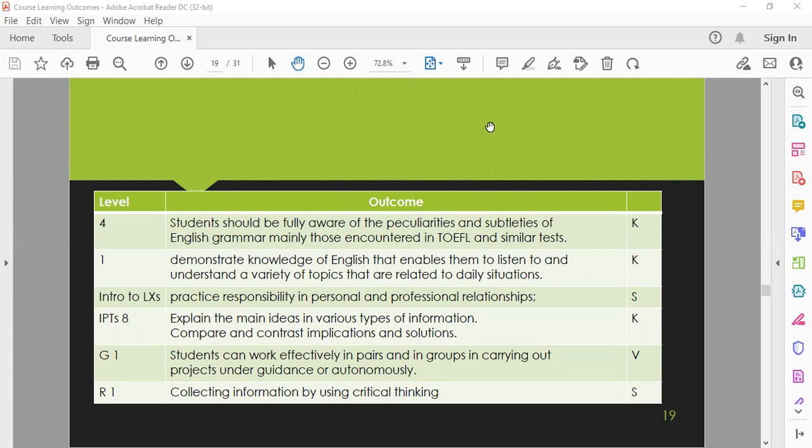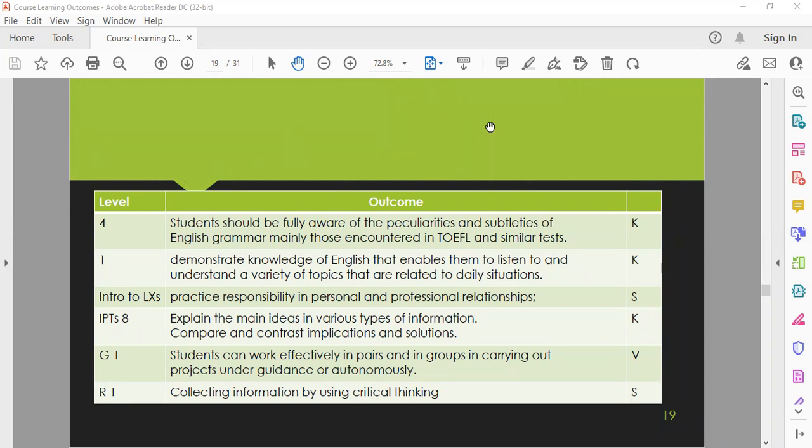Then for the next one, IPTS, I think this is for the international tests. Am I right? For Level 8, preparation, is it international? What is the title of this course? International Preparation Test. Okay, yes. So: explain the main ideas in various types of information. This is one. The second: compare and contrast implications and solutions. This is at the level of knowledge.